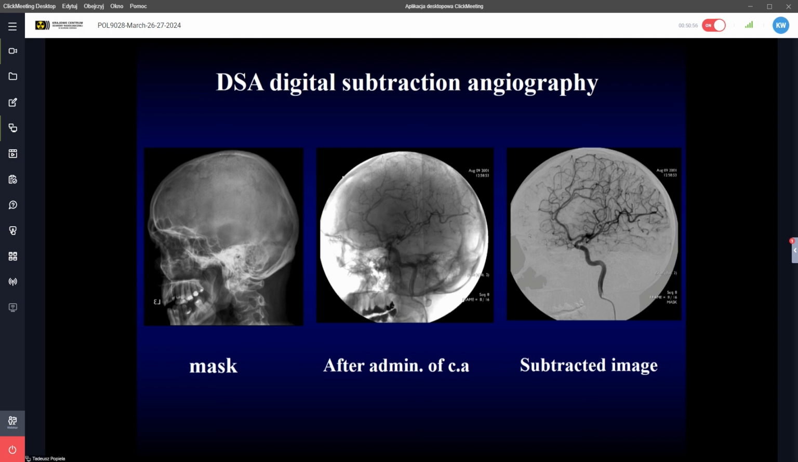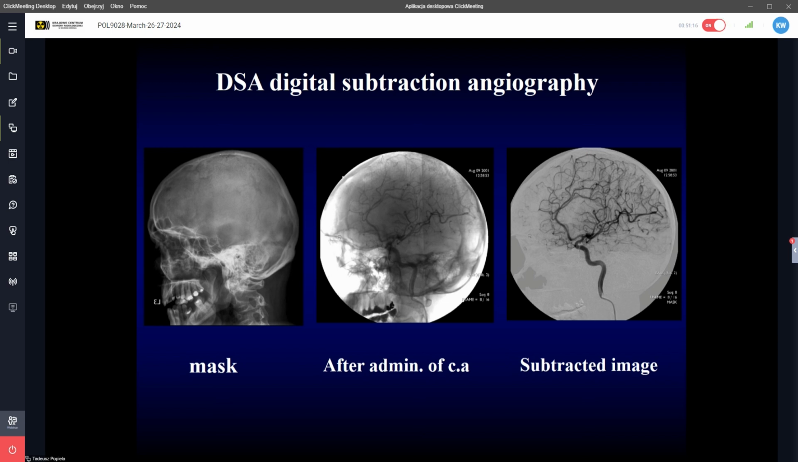And how can we achieve it? In fact, the computer is doing it instead of us. The computer, which is guiding the angiograph, the X-ray machine dedicated for our job. So the first acquisition is the acquisition of the mask. It means the acquisition of the background, just the bones.